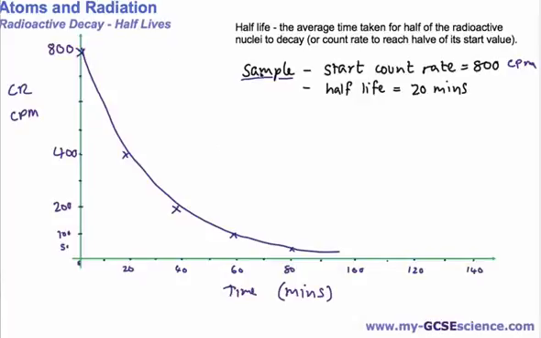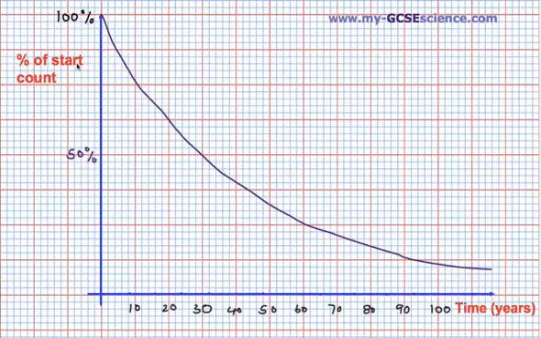So if you were asked to plot a graph like this or complete a graph like this, and you had the start count and you know the half-life, that's quite straightforward to do. Let's have a look at another example. Here I've already got my half-life curve drawn for me, but it hasn't given me the half-life. So if I had to calculate what the half-life for this sample was, how would I do it? Well, it's a slightly different question, but it's not too difficult.